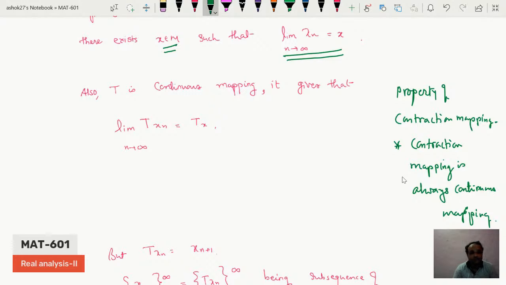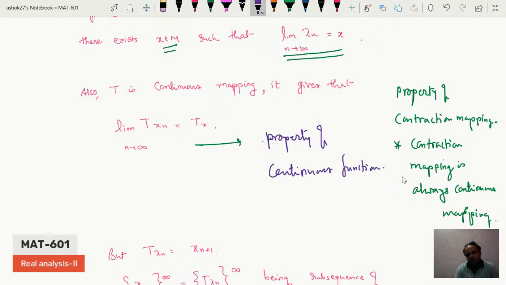M is complete metric space. So naturally, if the limit of xn is x, what will be the limit of Txn? Naturally it will be Tx. This is a property of continuous function. So it gives us that sequence xn converges to x and sequence Txn also converges to Tx. But what is Tx? Next we'll prove that Tx and x are equal.